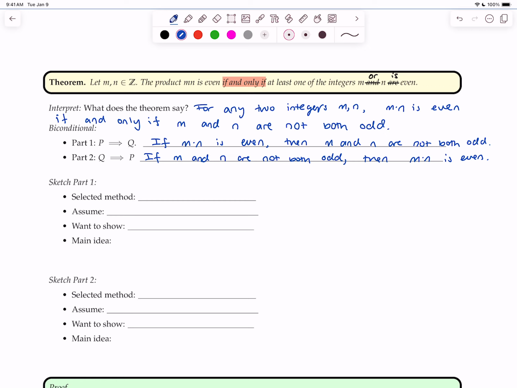Okay, let's talk about the first part, the forwards direction. So we say if m times n is even, then m and n are not both odd. That's a little strange because we have a not in there. So it would be nice if we could flip it around. Let's try contrapositive with this. Sometimes it can be nice to write out the contrapositive of a statement and see if it looks easier to prove than the direct implication. If we're doing contrapositive, we take not the conclusion. So we'd say m and n are both odd.